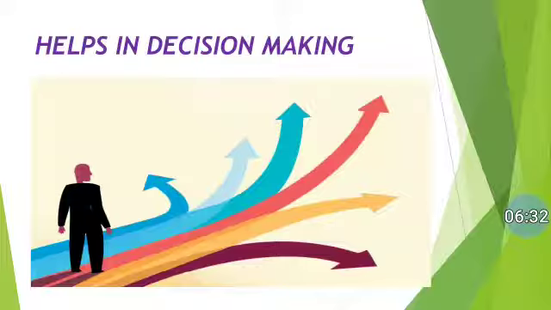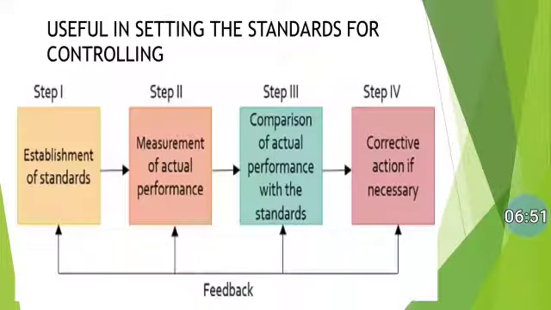While taking a decision, all positive and negative outcomes of the alternatives should be kept in mind. Thus, decision making is an integral and inseparable part of planning. Now students will study the next topic with an example that is useful in setting the standards for controlling.